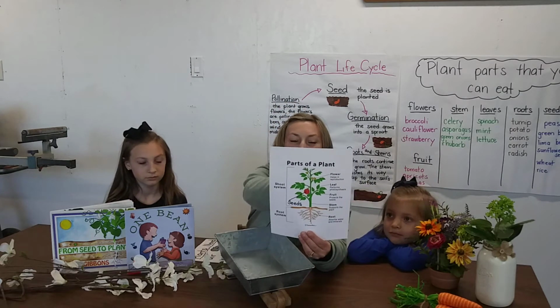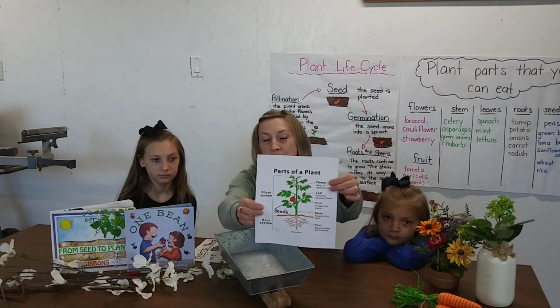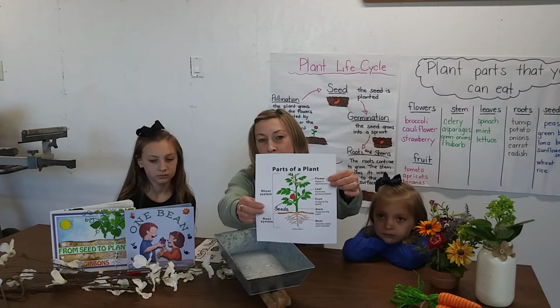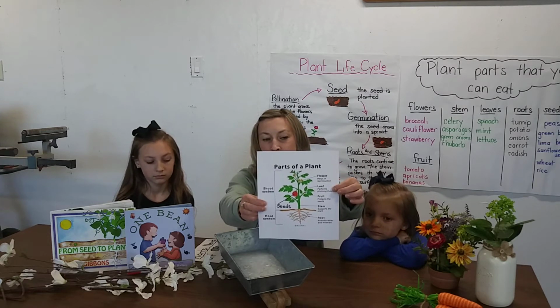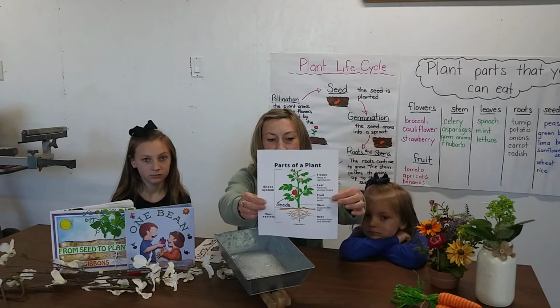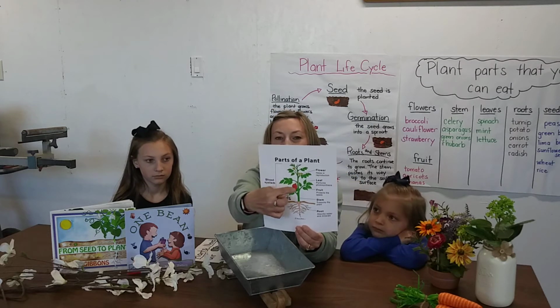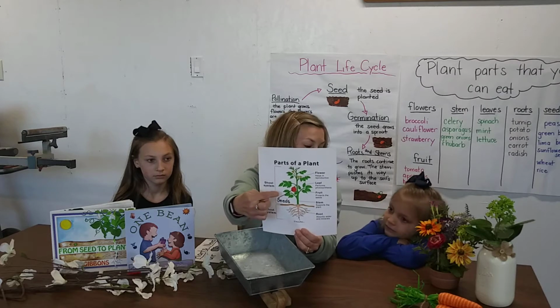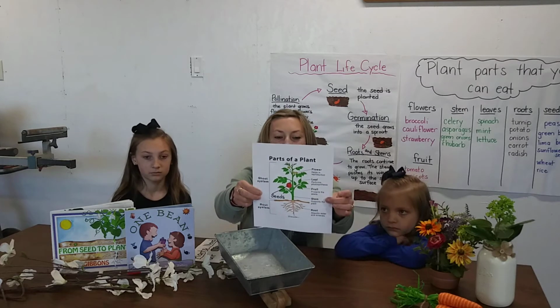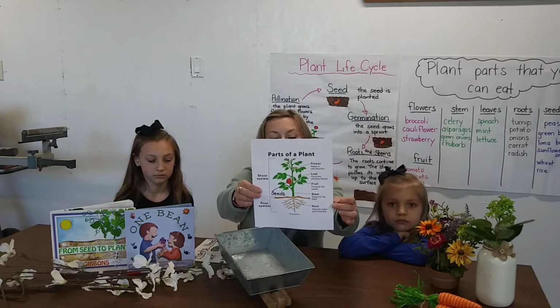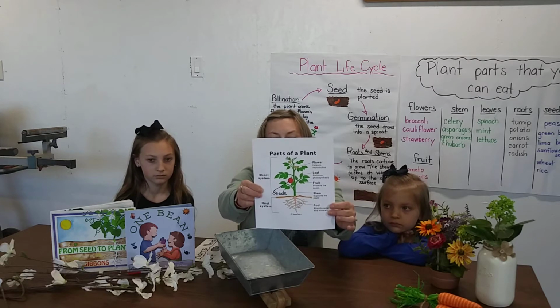So we have the flower right here, which helps in reproduction or making more. The leaf, which performs photosynthesis. The fruit, which protects the seed. Here is the seed inside the fruit, which is the beginning of new life. The stem that supports the plant. The root that absorbs water and minerals.